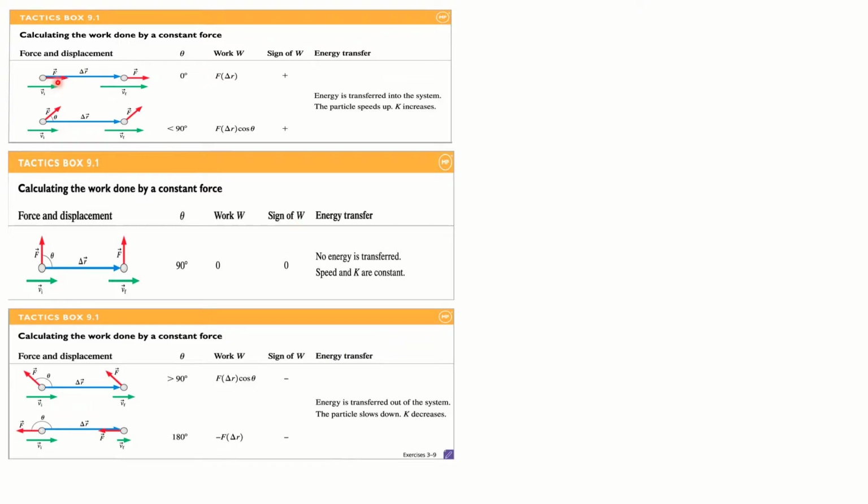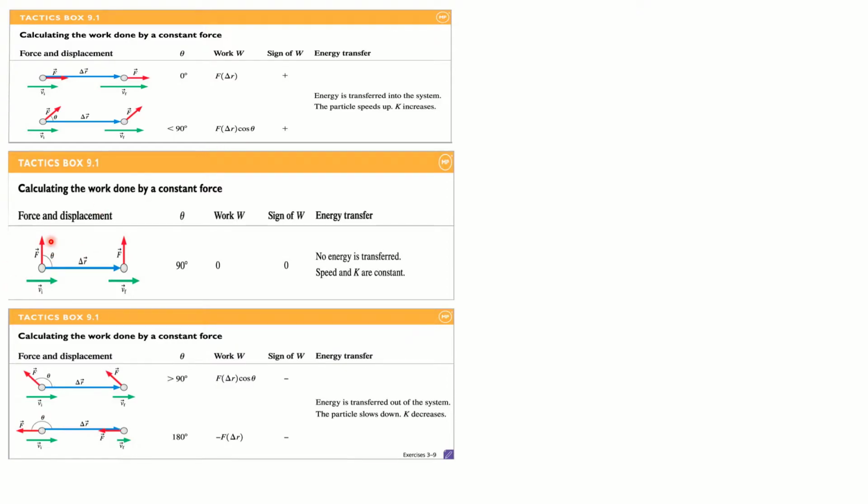If we have some force that's in the same direction as our displacement, the direction the particle is moving, the sign of that force is positive. It's adding kinetic energy to that particle, and we can calculate it just by the magnitude of the force times that displacement. If the force is off at an angle, but still has a component in the direction of the displacement, it's going to be positive, but we have to look at the component of the force that's in the same direction as the displacement.